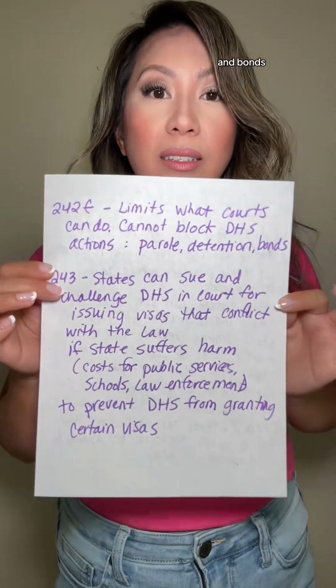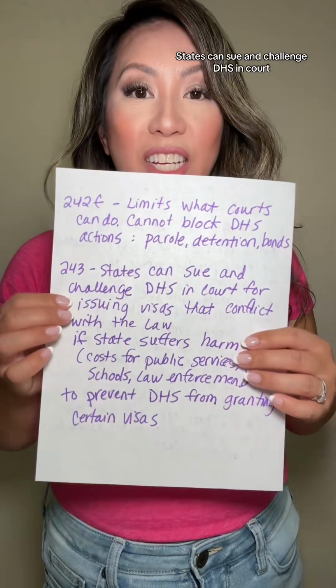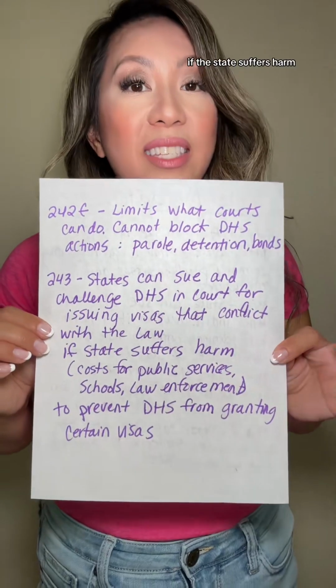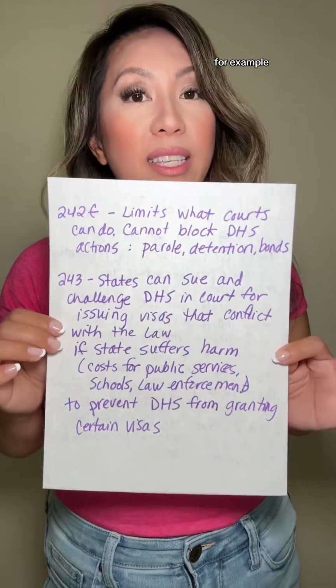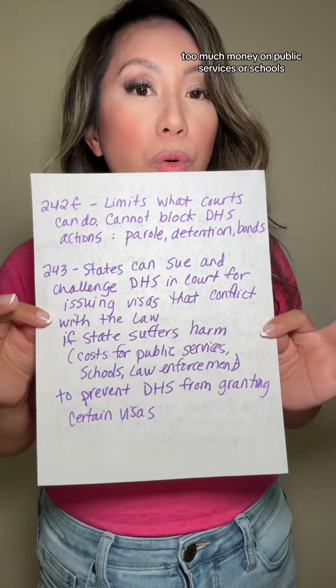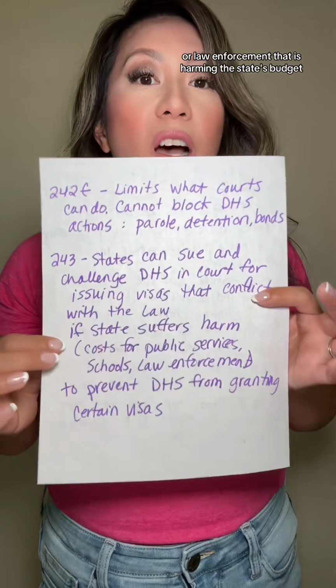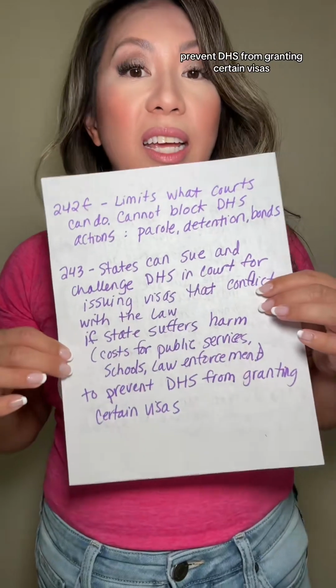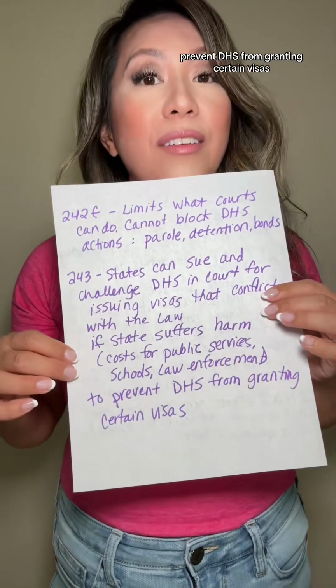detention, and bonds. States can sue and challenge DHS in court for issuing visas that conflict with the law if the state suffers harm. For example, if the state is spending too much money on public services or schools or law enforcement that is harming the state's budget, then they would be able to prevent DHS from granting certain visas.